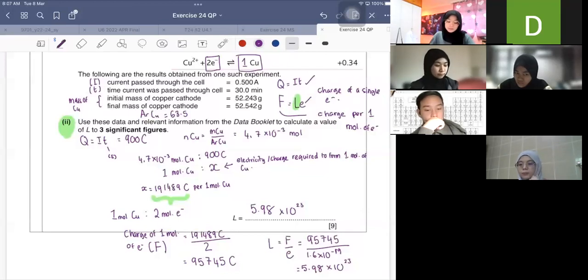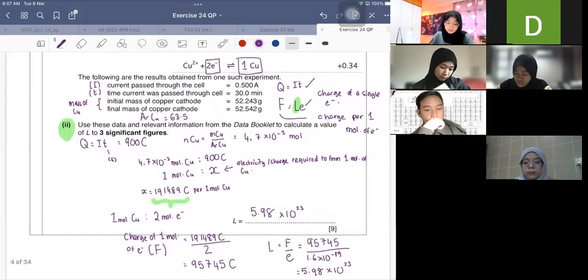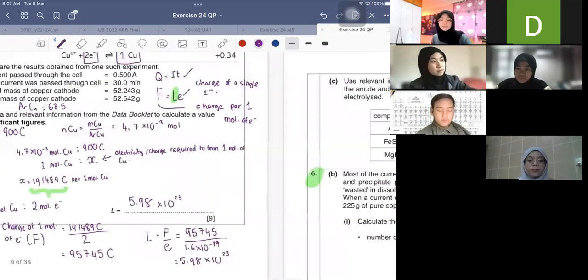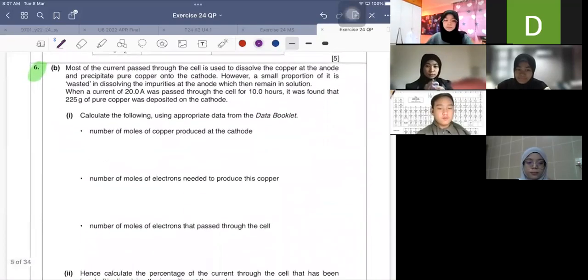Okay, if you are done with that, we will move on to the next question that I want to do together. If you're not done copying this down, you can take a screenshot now because I will change the slide. Otherwise, if you're done, then we can move on. Done, screenshot? Okay, thank you. Next question is question six.